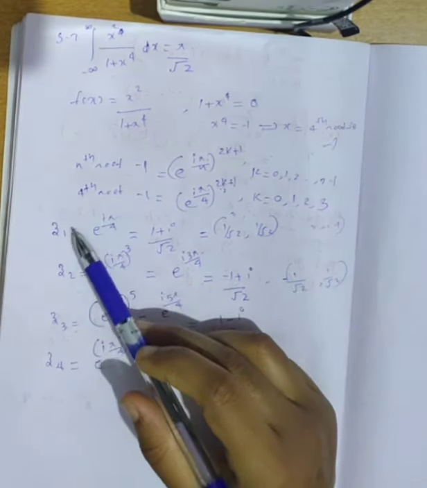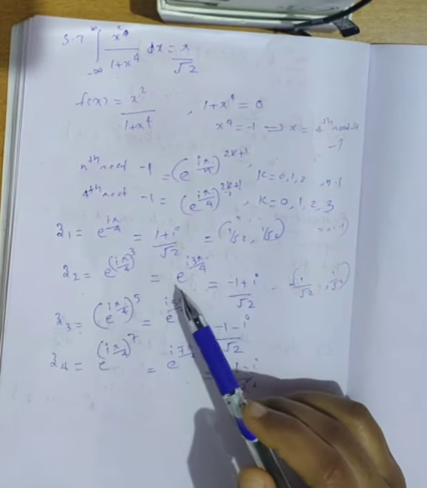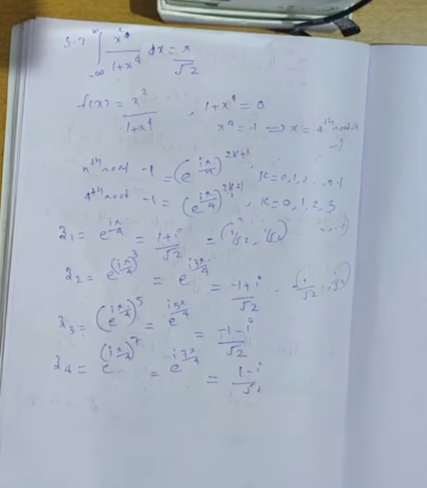So out of z1, z2, z3, z4, points z1 and z2 lie in the upper half plane.